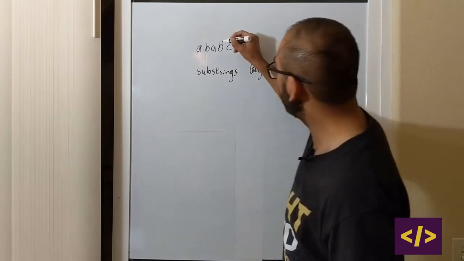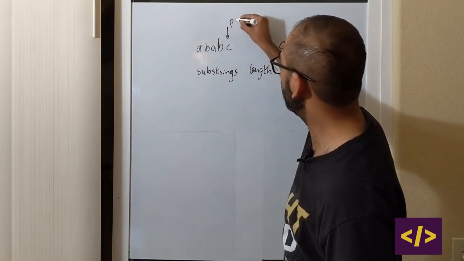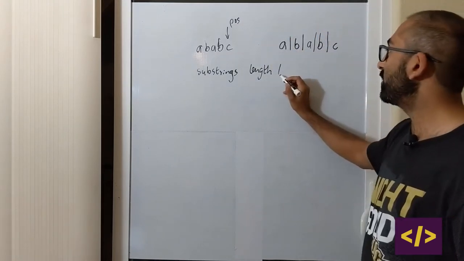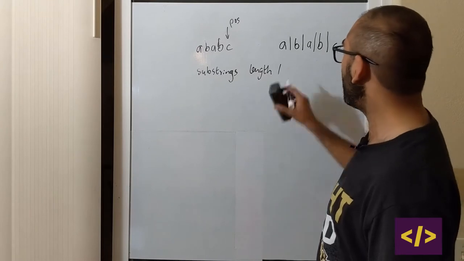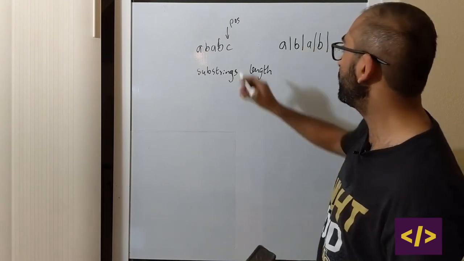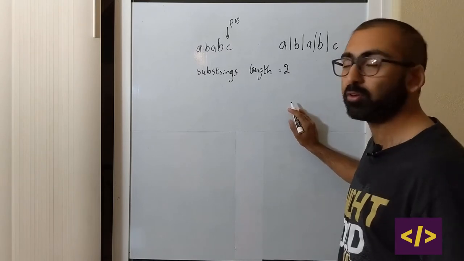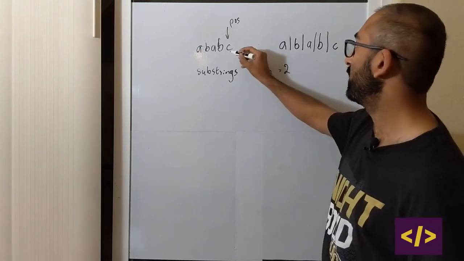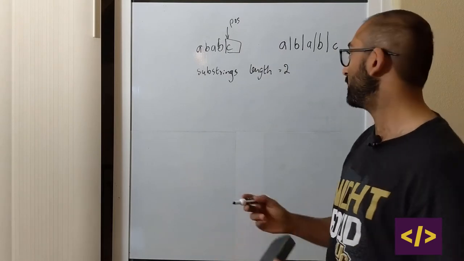So right now my position is, where's my position? My position is here, and the length that I'm looking at is just 1. Okay, now I come back to C, and then I want to do a length of 2. Is that even possible? That's not possible, right? At this point, is that possible? No. So I don't even bother doing that.